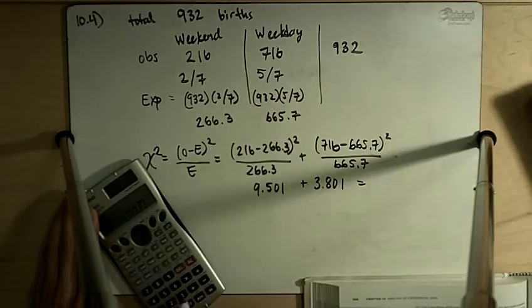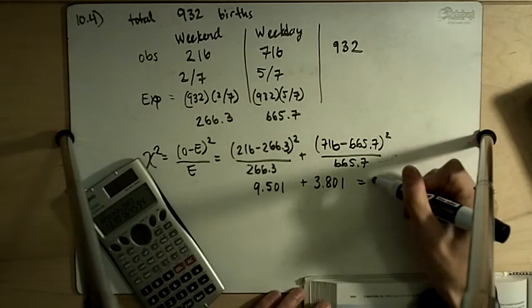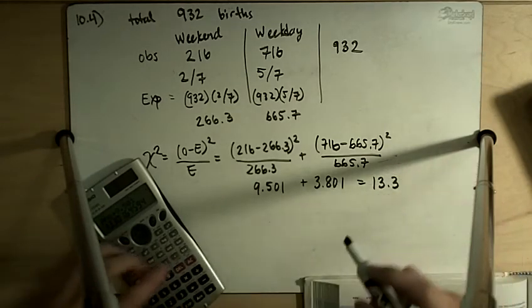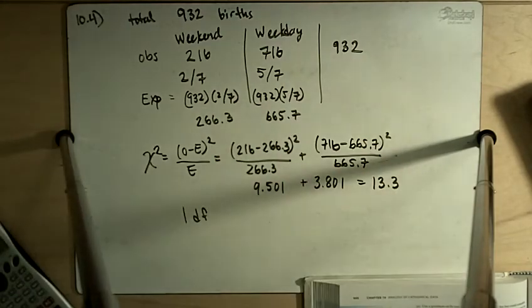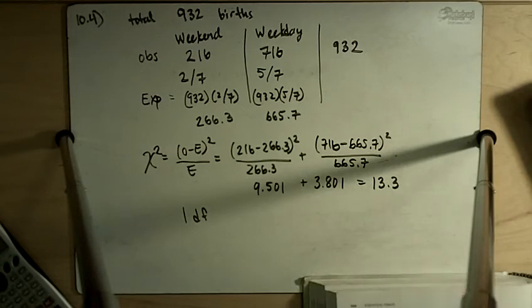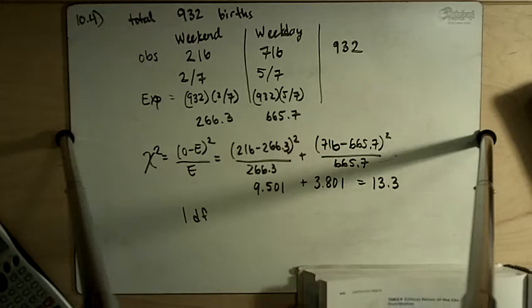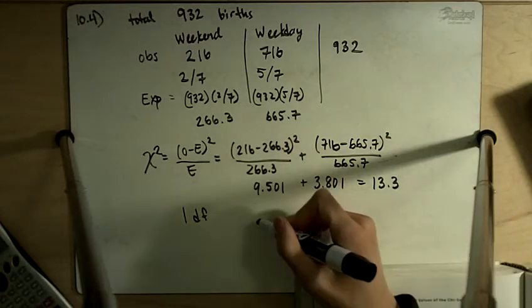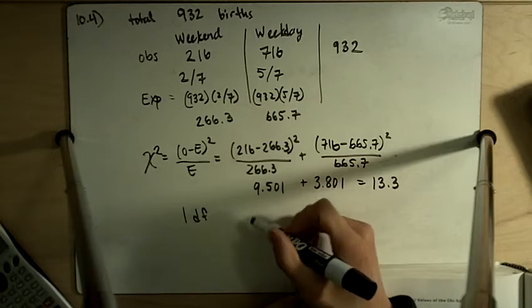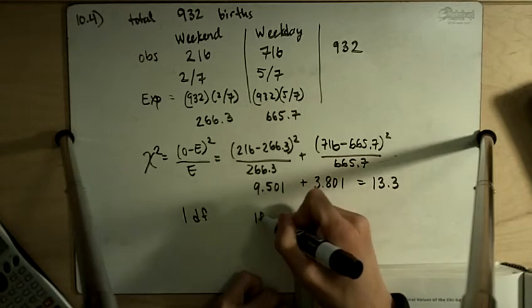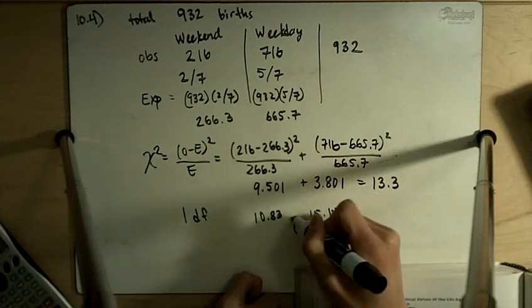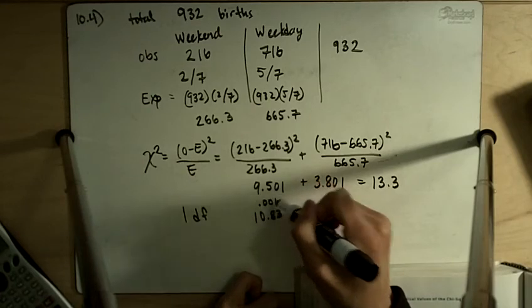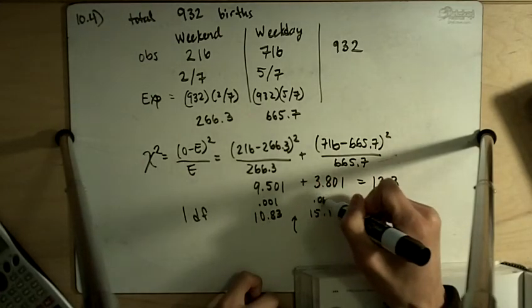And so our total, my chi-squared statistic is 13.3, and I have 1 degree of freedom. Okay, 2 categories, 1 degree of freedom. So we go to our upper tail probability, or our chi-squared table, and we see that 13.3 with 1 degree of freedom puts us between values 10.83 and 15.14. We're in between here, and this has tail probability of 0.001 and 0.0001.